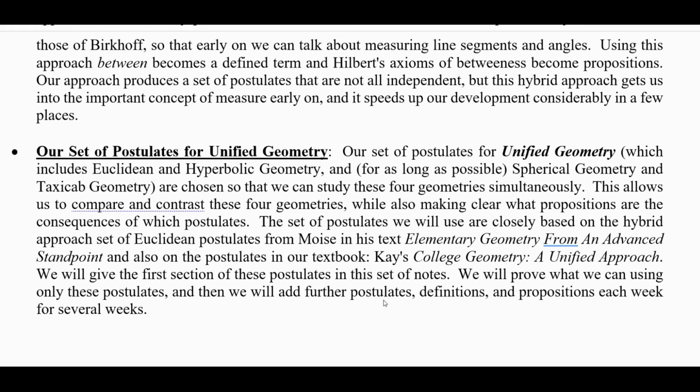So our set of postulates for unified geometry, which includes Euclidean and hyperbolic geometry, and for as long as possible, spherical geometry and taxicab geometry, these are chosen so that we can study these four geometries simultaneously. And this allows us to compare and contrast these four geometries while also making clear what propositions are consequences of which postulates. The set of postulates we will use are closely based on a hybrid approach set of Euclidean postulates from Moise in his text, Elementary Geometry from an Advanced Standpoint, and also on the postulates in our textbook, Kay's College Geometry, a Unified Approach.